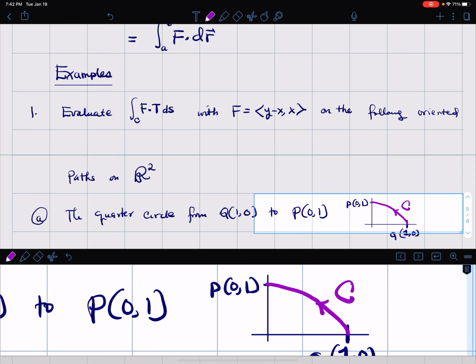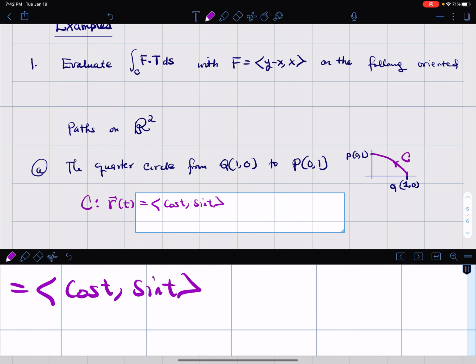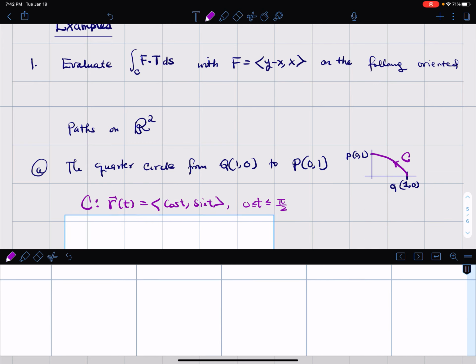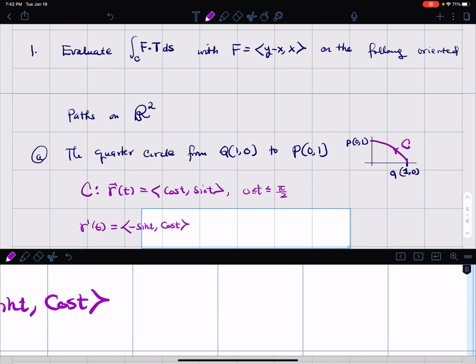So this is our C here. We can define C with r of t. r of t would just be cosine t, sine t, and t is going to go from 0 to pi over 2. So that means we can find our r prime of t, which is negative sine t, cosine t, and the magnitude of r prime of t is just equal to 1.